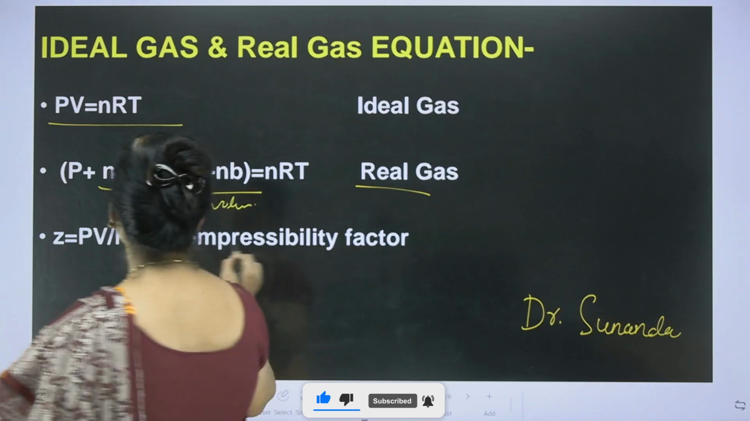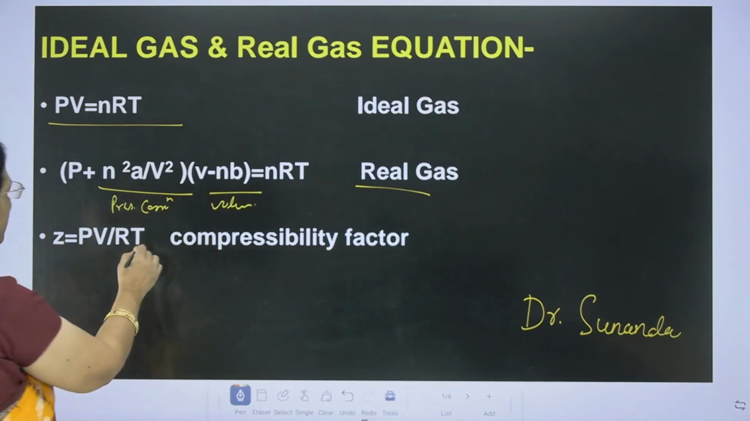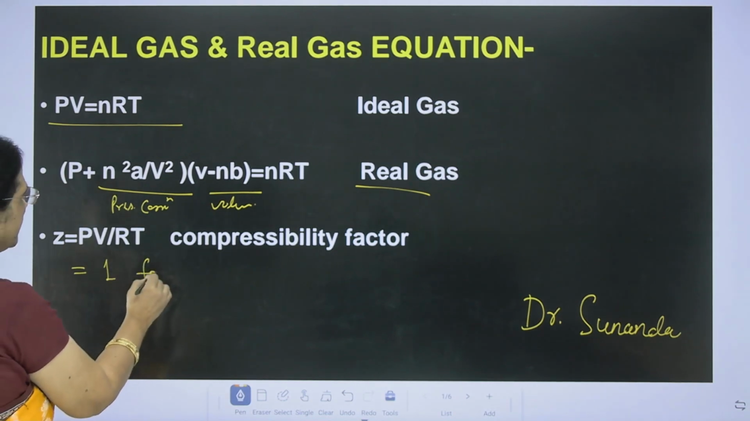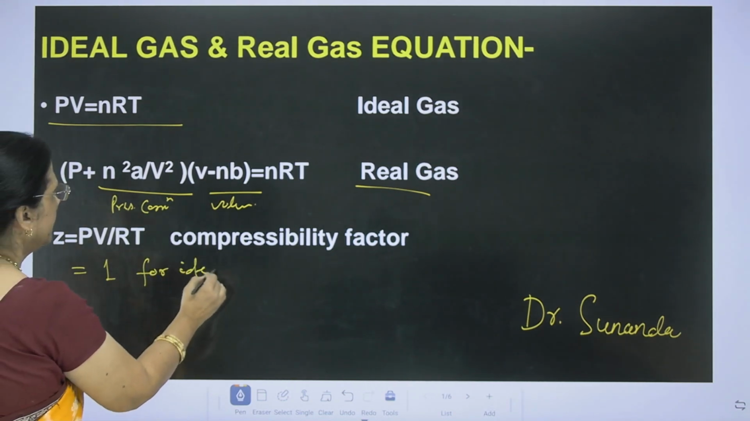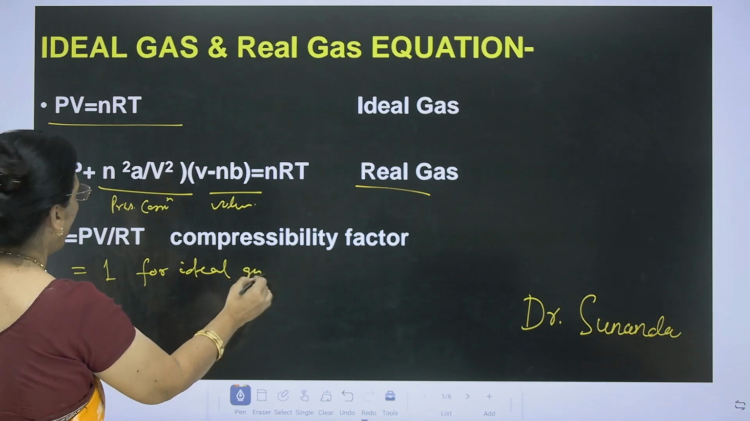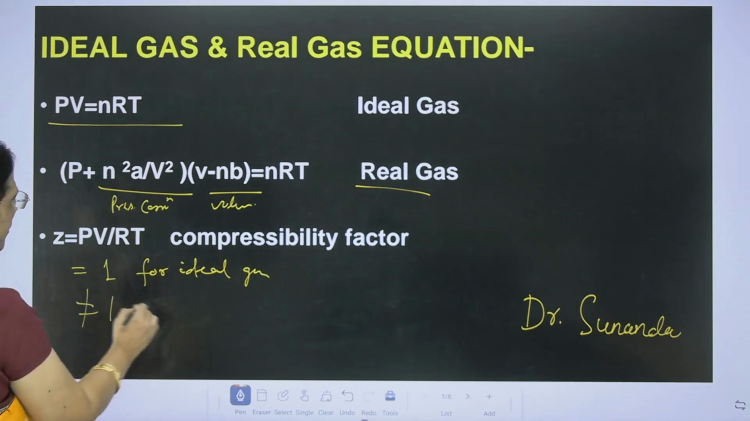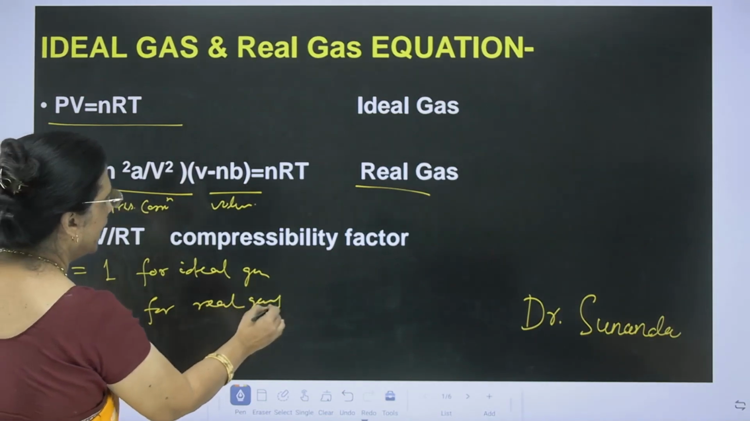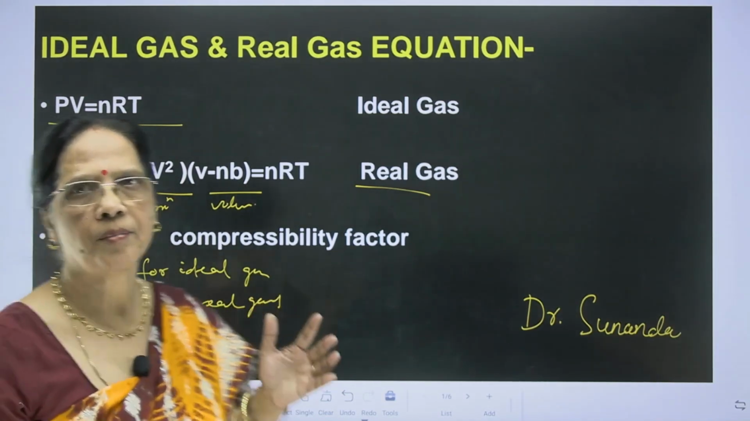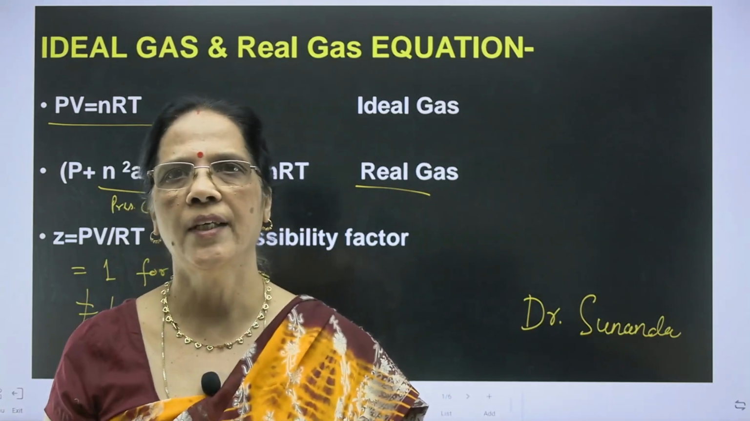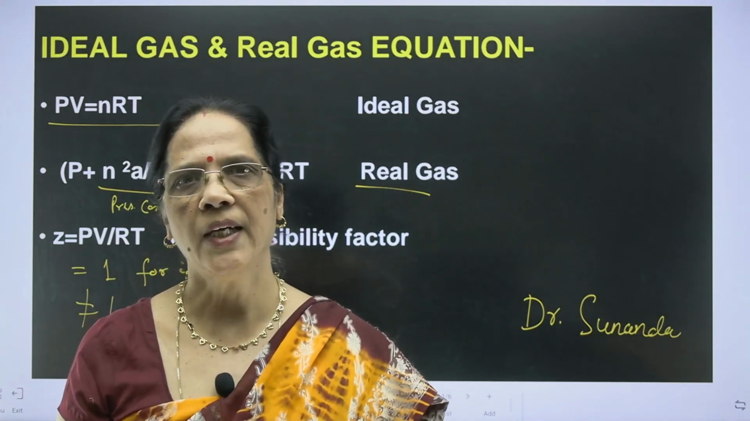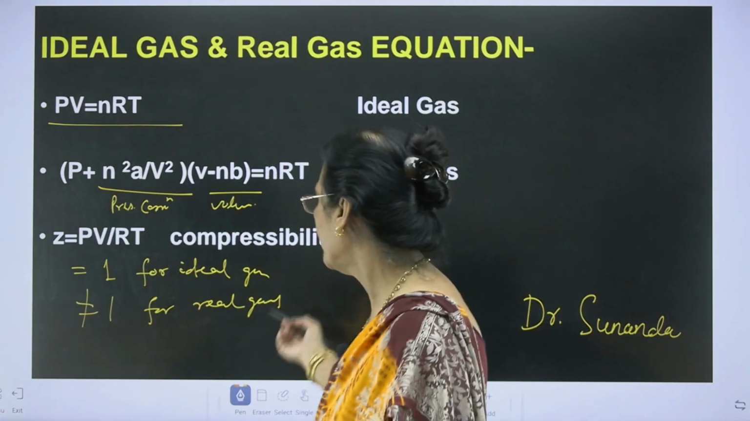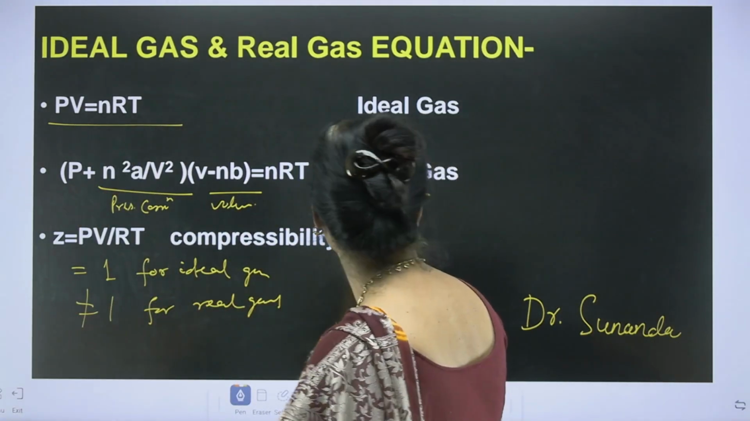Now, what is the compressibility factor? Z = PV/RT, and it is equal to 1 for an ideal gas. It is not equal to 1 for a real gas. For a real gas, depending on the conditions of temperature and pressure, PV/RT, that is the compressibility factor, varies, and how it varies we will see in the different numericals. Let us discuss.